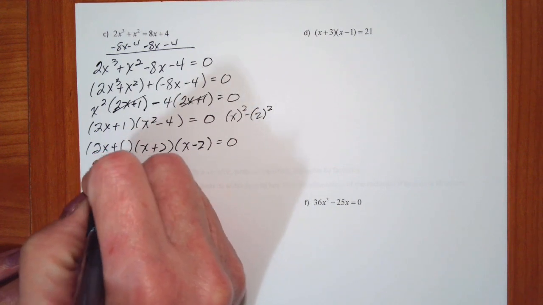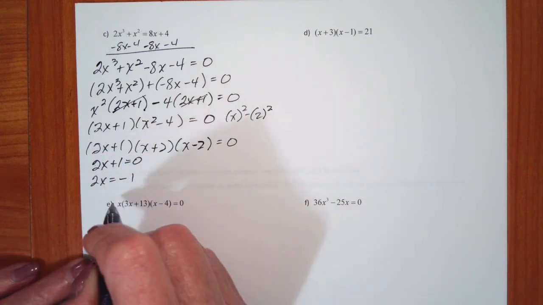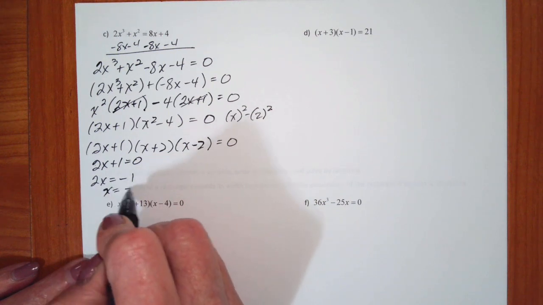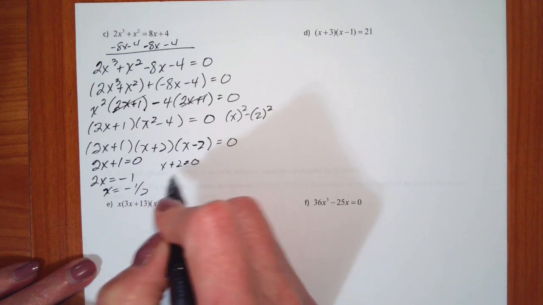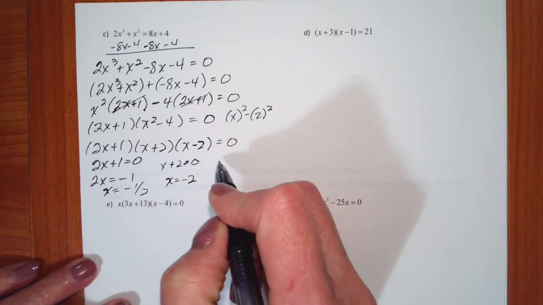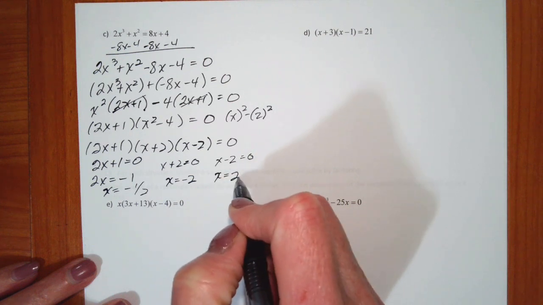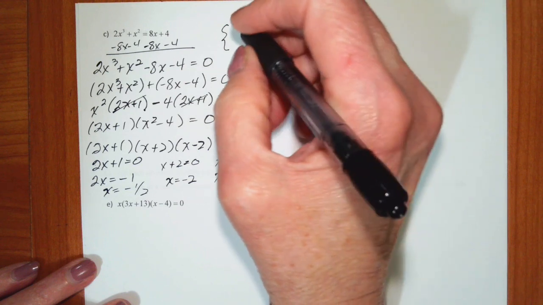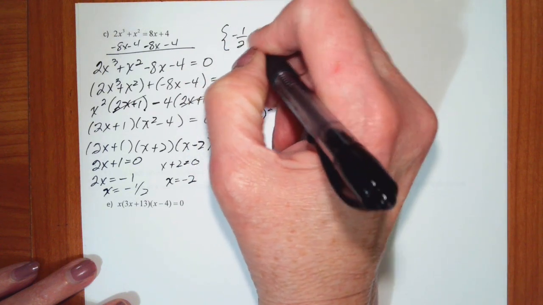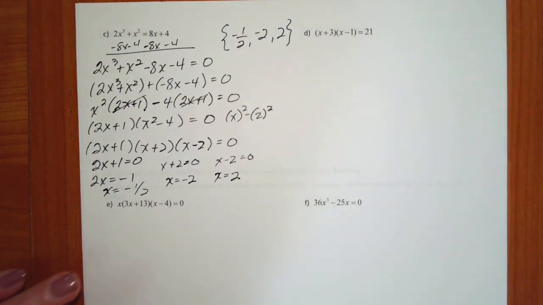Okay, so 2x plus 1 equals 0, which means 2x is negative 1. So x is negative 1/2. X plus 2 is 0, which tells me x is negative 2. X minus 2 is 0, so x equals 2. So my solutions are going to be, and it doesn't matter the order, as long as you list them all.